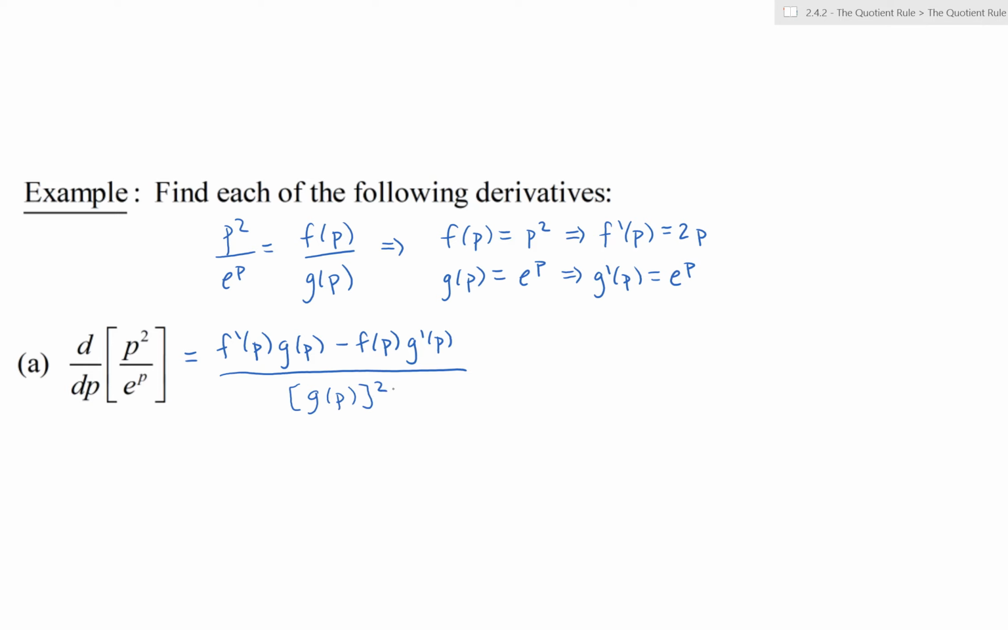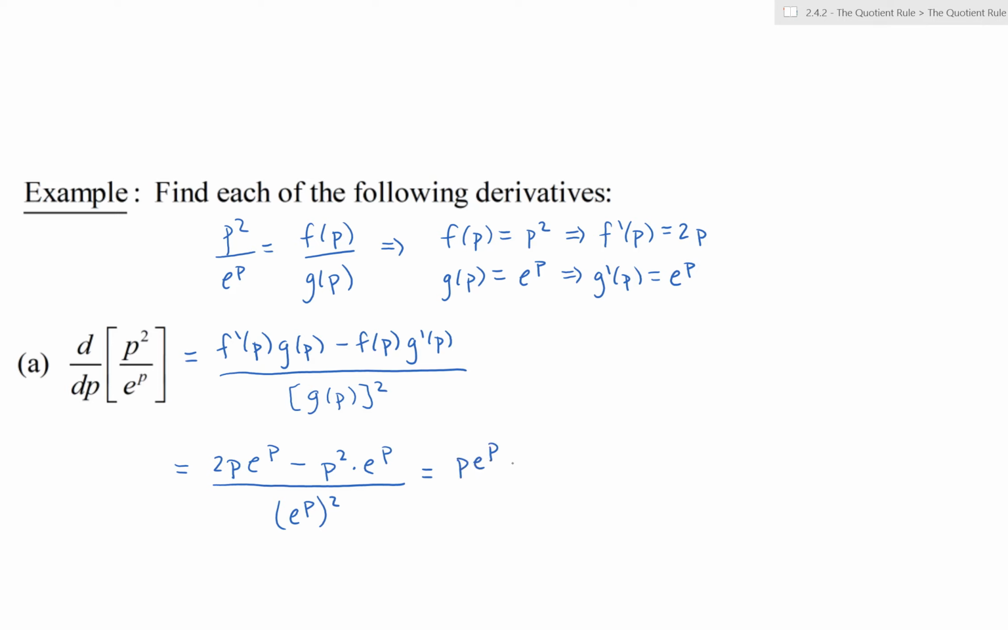So we have all the different pieces now. Let's plug them in. f prime of p, 2 times p. g of p is e to the p, minus f of p, p squared, times g prime of p, also e to the p. And then g of p is e to the p, and we're squaring that in the denominator. So let's clean this up a little bit. We see there's a common factor of p e to the p in the numerator.